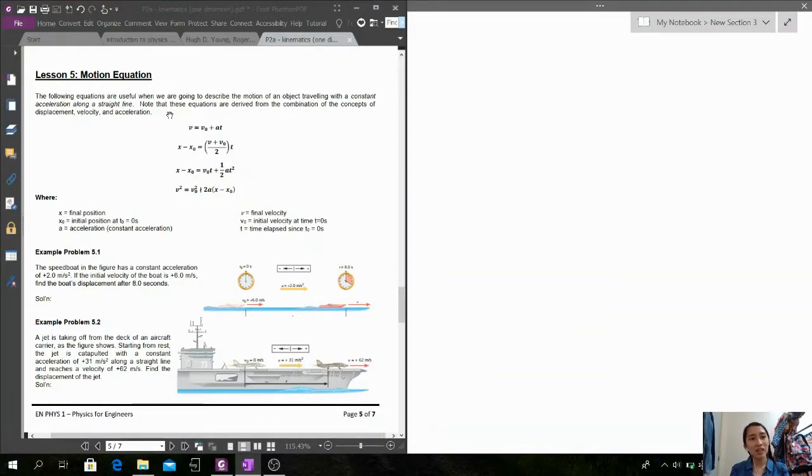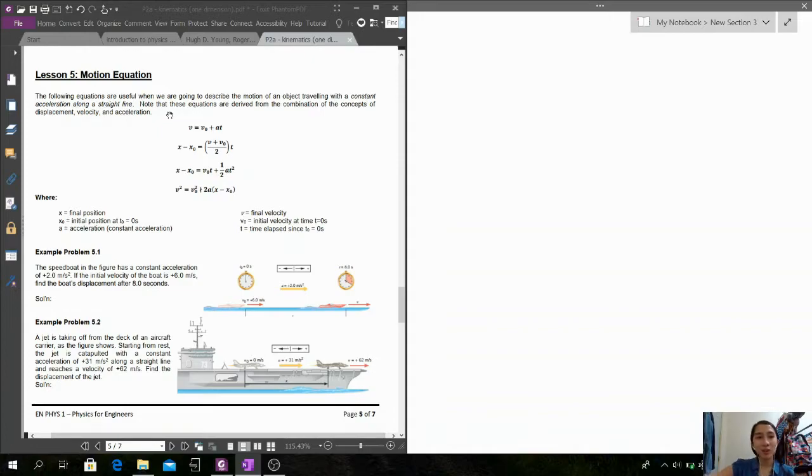Now let's proceed to lesson 5, the motion equation. These equations are useful when we are going to describe the motion of an object traveling with a constant acceleration along a straight line. These equations can be derived by using the concepts of displacement, velocity, and acceleration.